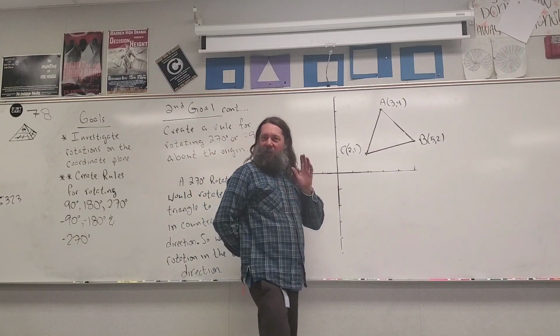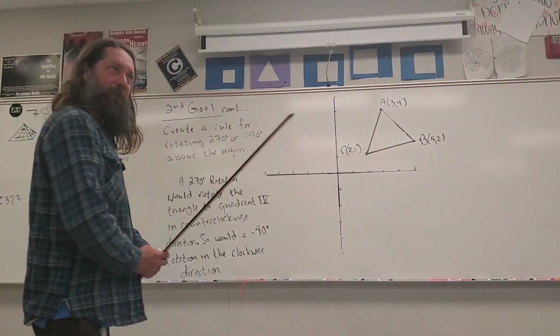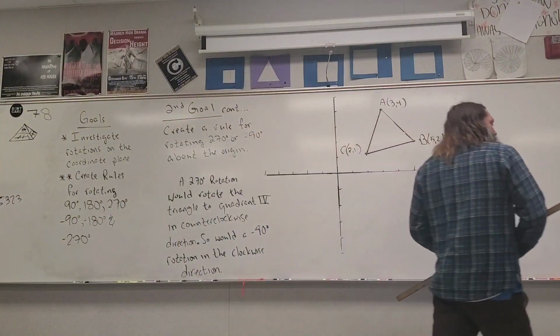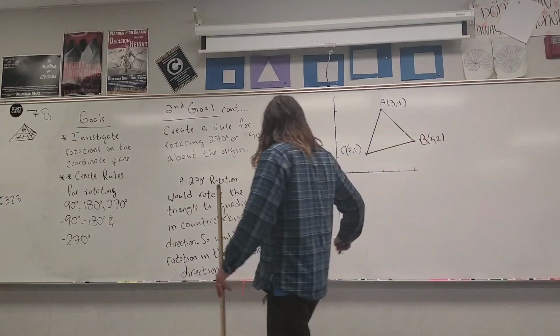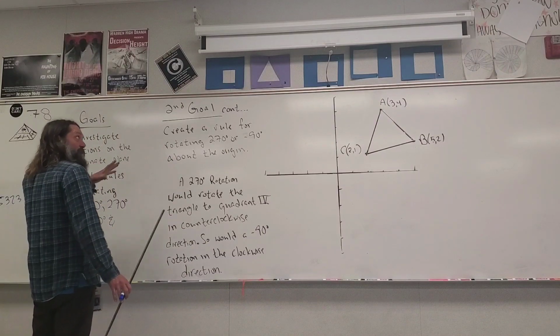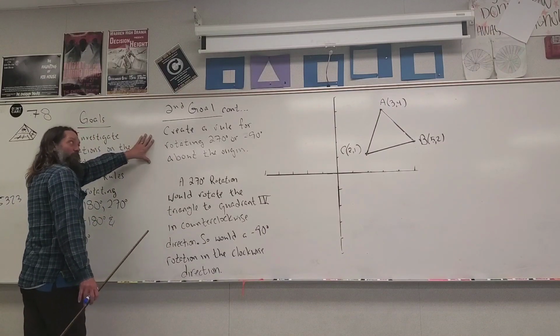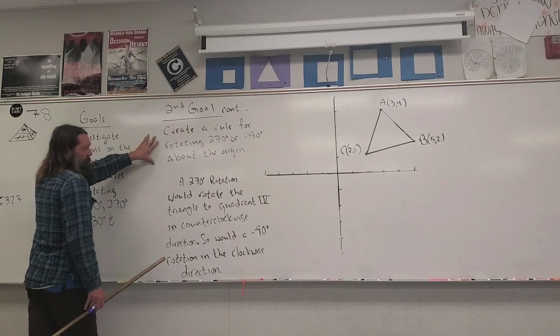I'm back for the last time. I absolutely promise. I want to be done with this lesson. I'm sure you guys do too. So I'm going to do what I did on the previous one. I tried to make a more accurate coordinate plane, but let's just make sure we understand what we're going to try and do here. We're going to try to create a rule for rotating 270 degrees or -90 degrees about the origin.